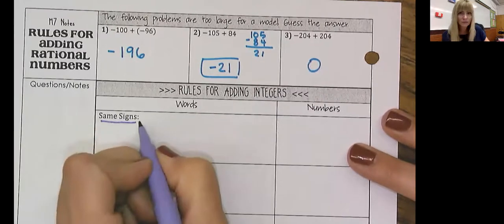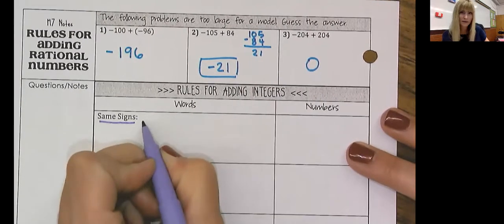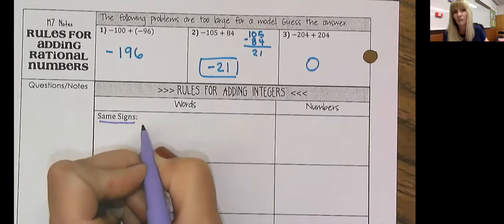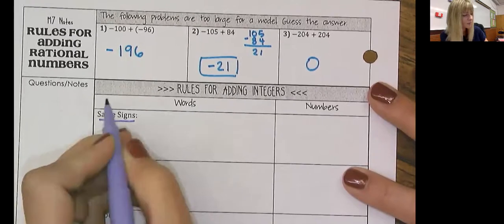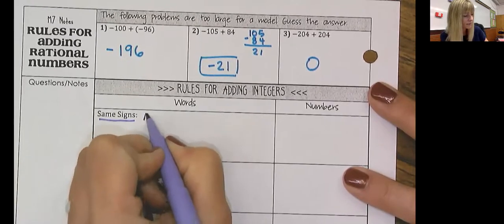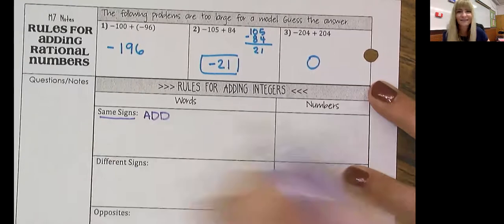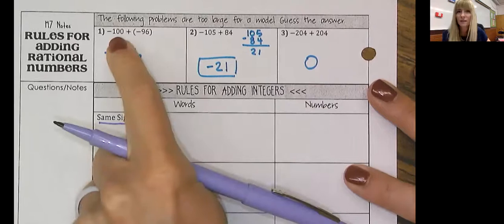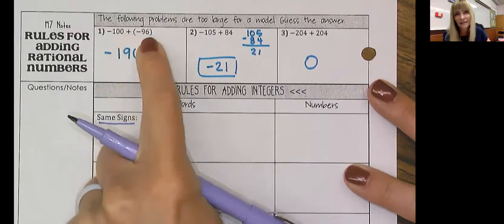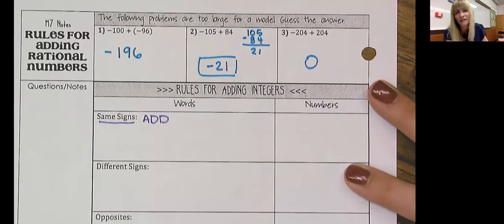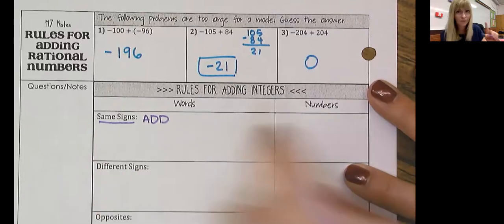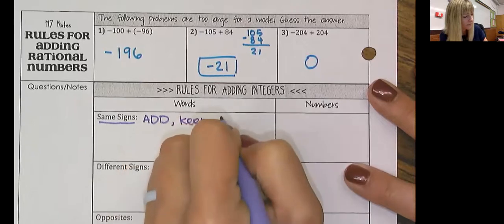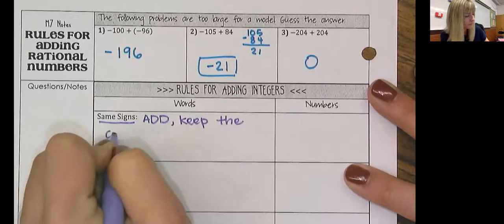So the same signs rule says this. Right here, do you see where I'm at? I'm in this box that says same signs. I got my pen ready, and I'm going to say it out loud, and I'm going to write it down, and you need to write it too. So the same signs rule is simple to start. You add. If you have same signs, imagine this, if I had 100 negative tiles and 96 more negative tiles, all I'm doing is adding them all together. So if I have same signs, add, but this part's really, really important. Same signs, add, and keep the common sign.